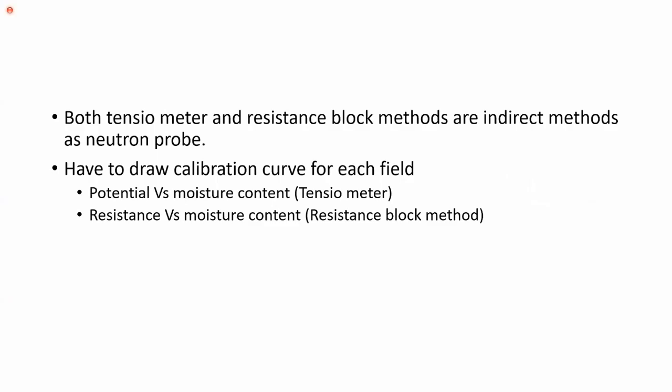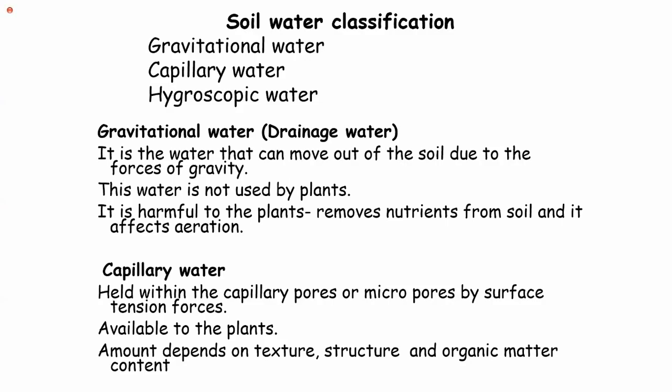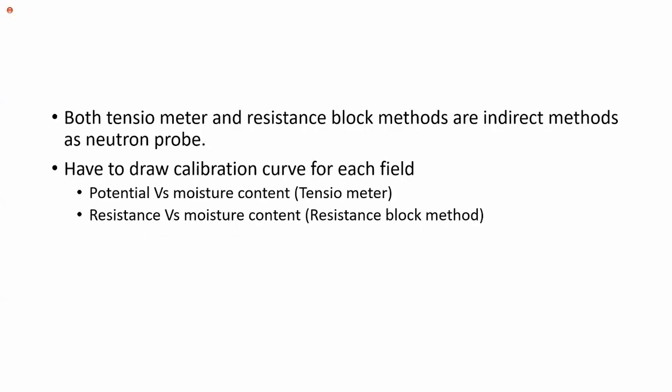So both tensiometer and resistance block methods are indirect methods, as is the neutron probe. So you have to draw a calibration curve for each of these instruments in the field. That is potential versus moisture content for the tensiometer, and resistance versus moisture content for the resistance block. Then you can measure moisture content indirectly. So that's about the measurement of soil moisture.